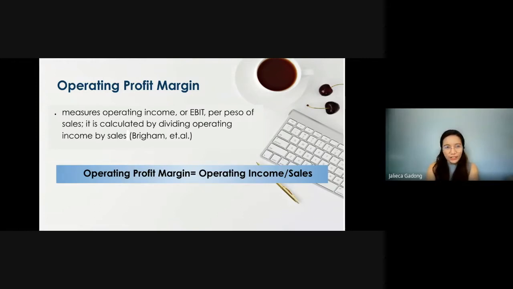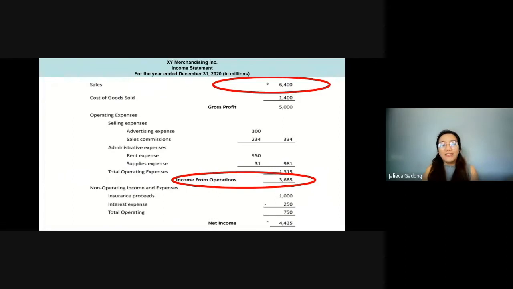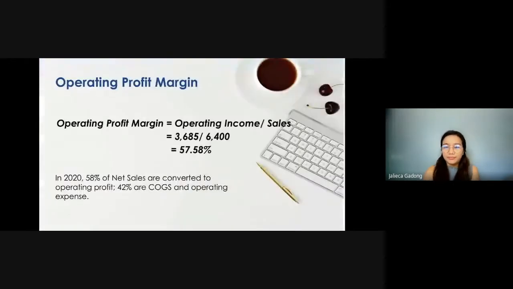All right, so kindly look again at the formula because that's what we're going to use in the next example. So we have here encircled the amounts for sales, and income from operations. So substituting the values one more time, we get 57.58%. So what does it mean? It means that the company has 58% of net sales, okay, converted to operating profit. On the other hand, the remaining 42% are made up of cost of goods sold and operating expenses.